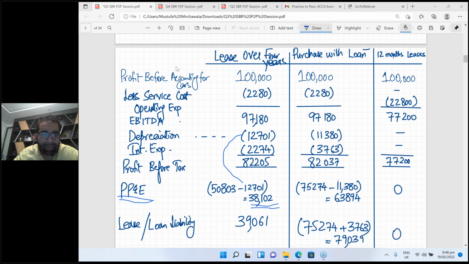Which calculation is wrong? Wait. 100,000 less 2280 is 97120, I think. Okay. This number is wrong, I think. This number is a little wrong. It will be 97,120. Okay. This will be my mistake, but I don't have a pen right now. 100,000 less 2280. Wait, let me check it for you.